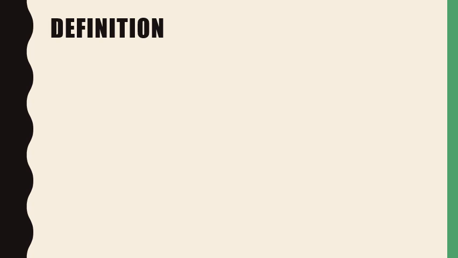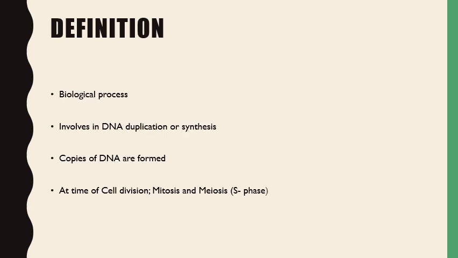So, starting from what is DNA replication, as you have heard the word replication many times, replication simply means a copy, as you hear the word replica. Similarly, DNA replication is basically the copy of DNA. It is a biological process because it occurs in living organisms, and in this process copies of DNA are formed. We can say it as DNA duplication or DNA synthesis.